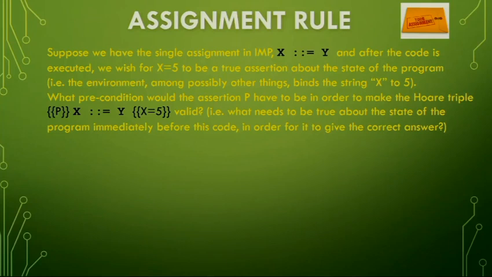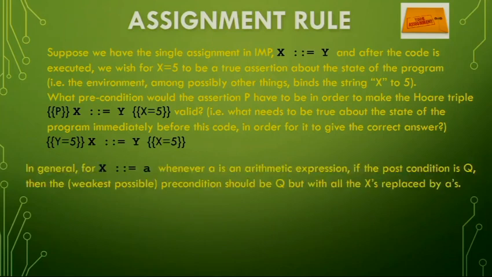You guys tell me, I want this code to be correct. So if we want a valid Hoare triple, what does P have to assert about the state? i equals 5. Good. So this would be a valid Hoare triple. And we can generalize this idea. This is how we're going to make statements about Hoare triples with assignment.